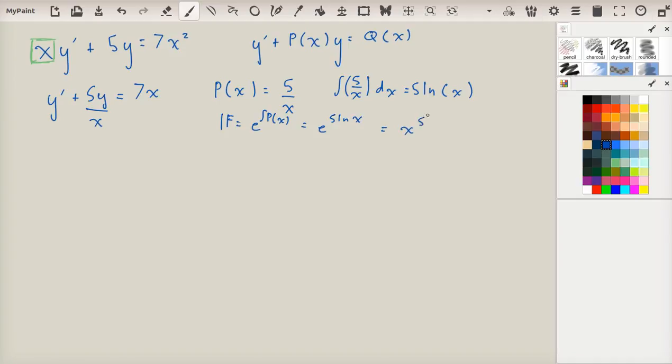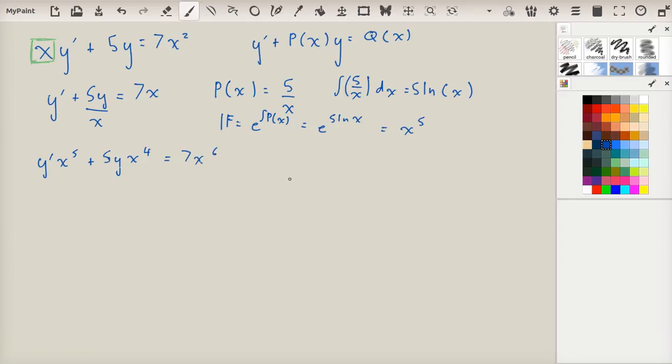So now that we've got our integrating factor, we can just multiply it by every term in this equation right here to get it into a more manageable form. That gives us y' x to the 5 plus 5y x to the 4 is equal to 7x to the 6.